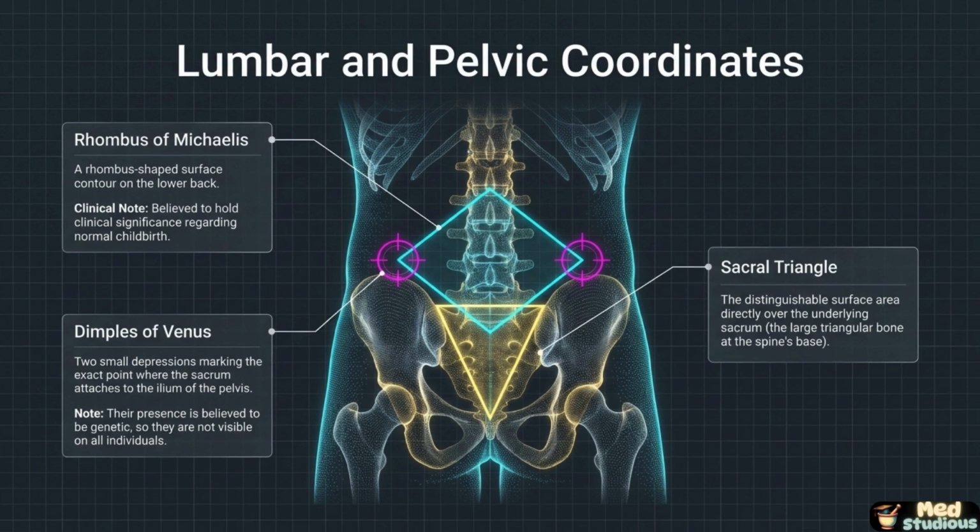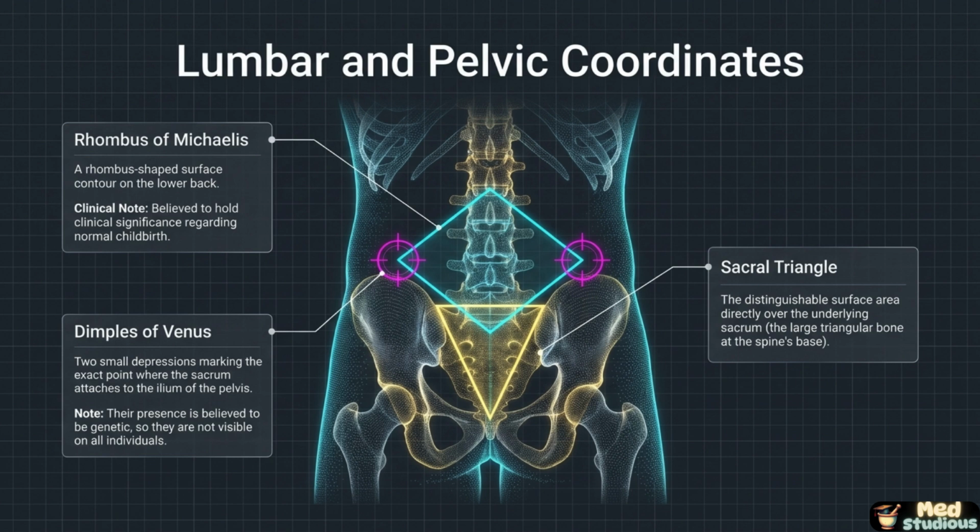The lower back and pelvic region carries its own set of distinctive surface landmarks with significant clinical and anatomical relevance. The rhombus of Michaelis is a diamond-shaped surface contour visible on the lower back, formed by the posterior superior iliac spines laterally, the last lumbar spinous process superiorly, and the beginning of the gluteal cleft inferiorly. It is classically studied in obstetrics and midwifery, where its symmetry and shape are believed to reflect the architecture of the pelvic inlet and carry significance for the mechanics of normal childbirth.